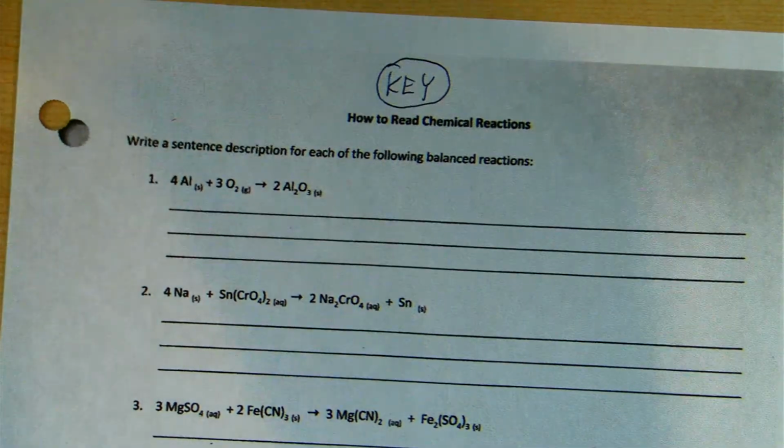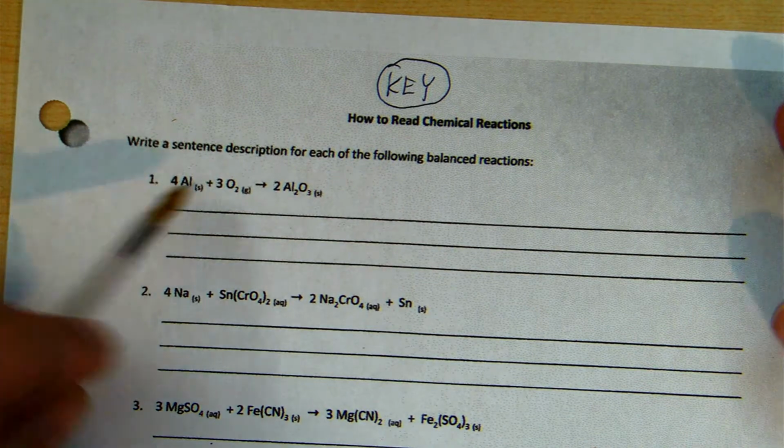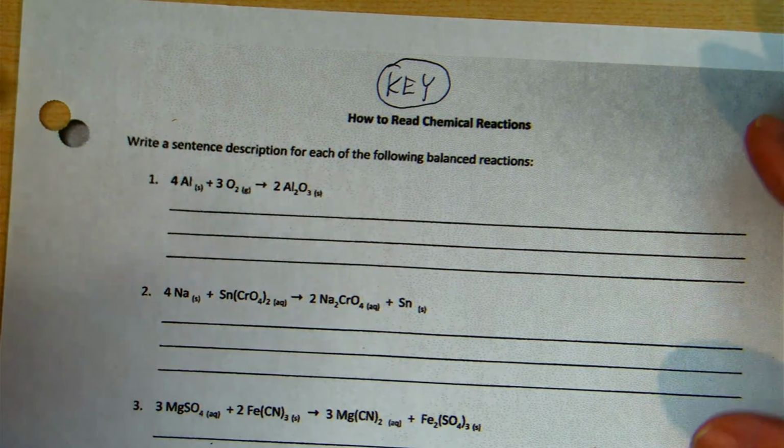All right, this is for Chemistry CP, a debriefing on how to read chemical reactions. Write a sentence description for each of the following balanced reactions.